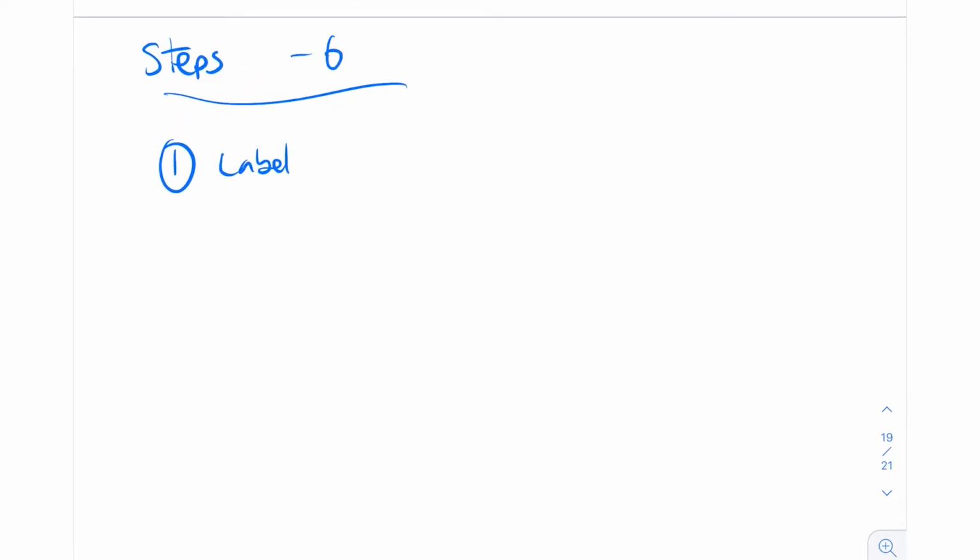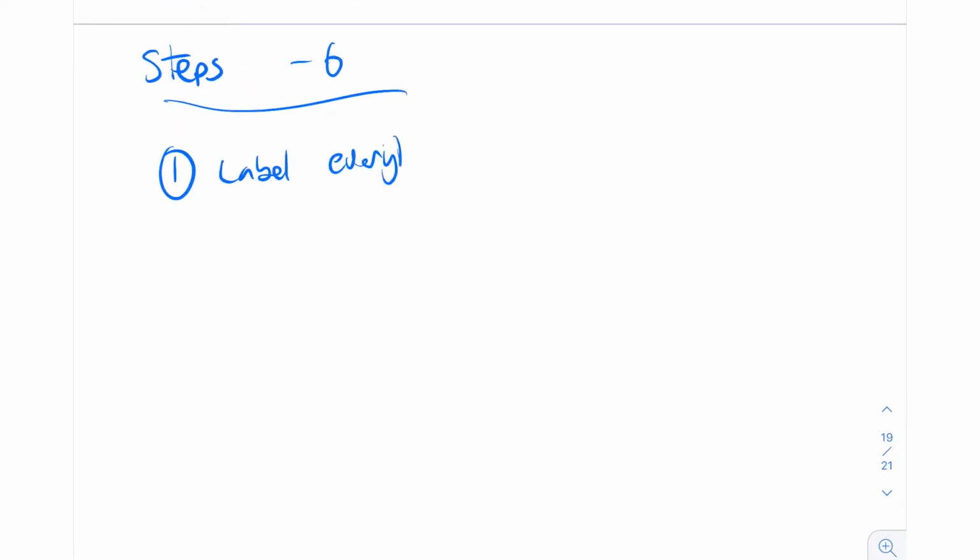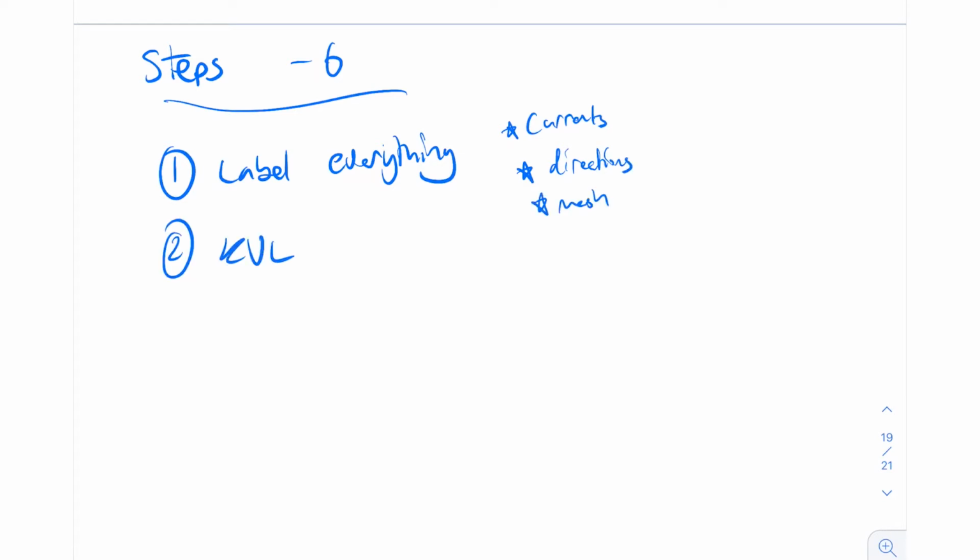When it comes to the steps for solving mesh analysis, same as nodal analysis, there's basically 6 steps that you're going to have to go through. Number 1, you're going to label everything again. What I mean by label everything is that you're going to draw all of the currents, and all of the directions and the meshes. When we do the example, this will make sense to you. Then we're going to do the KVL for each mesh. However many meshes there are, we'll do the KVL for them.